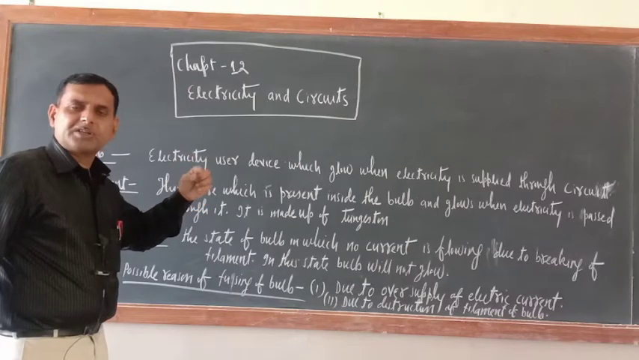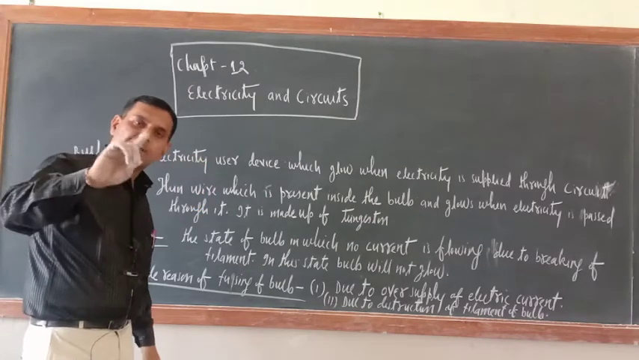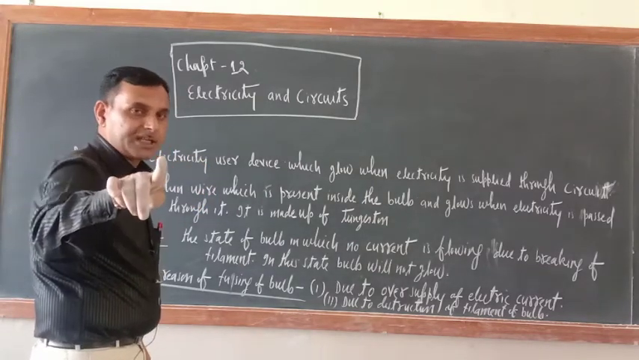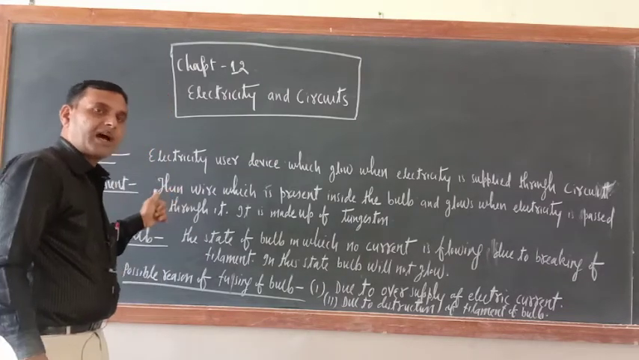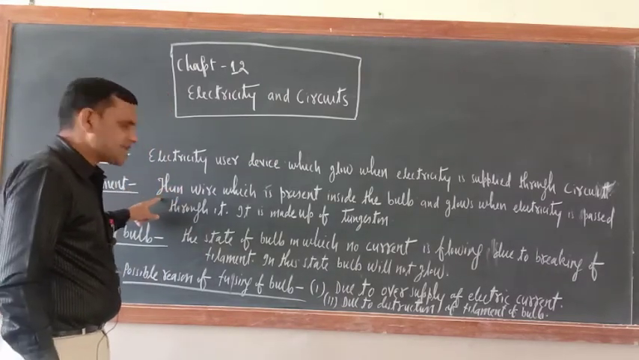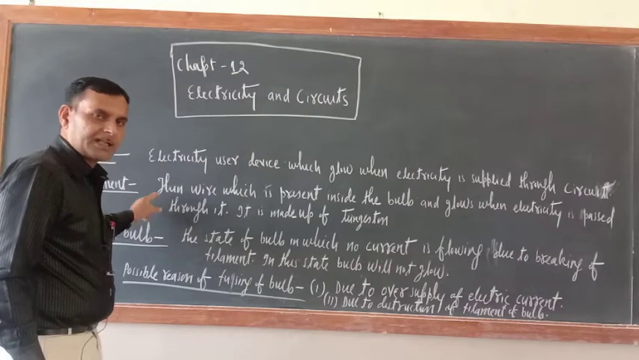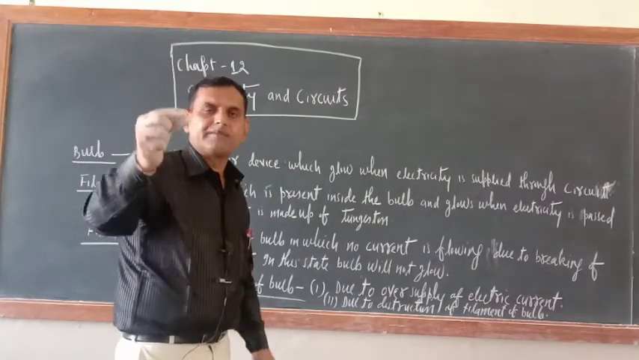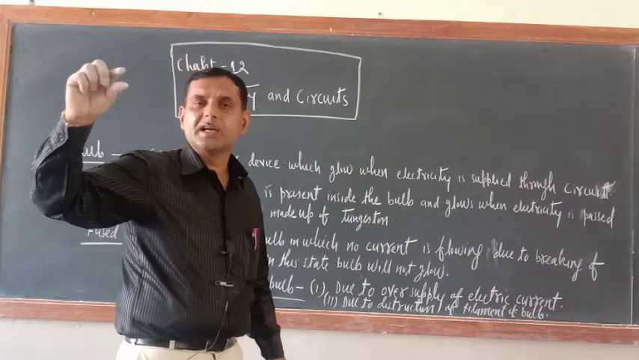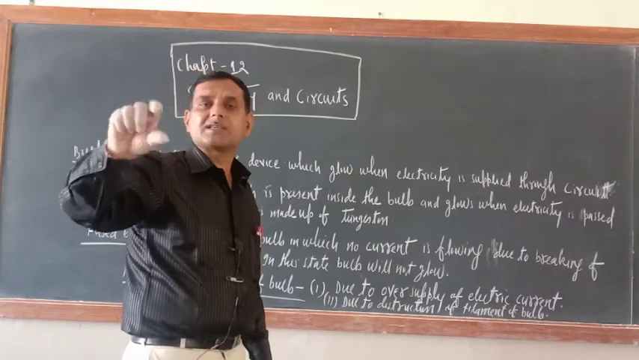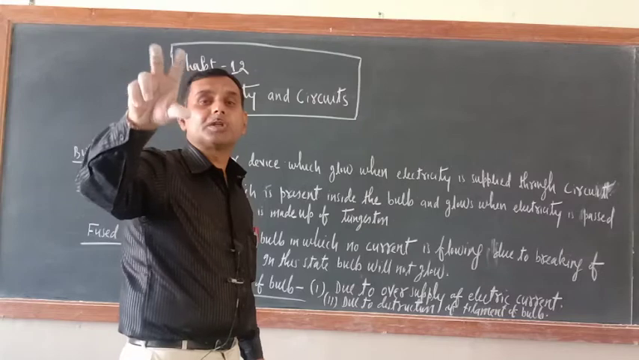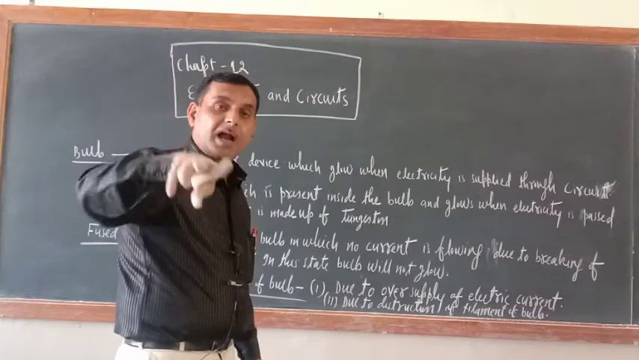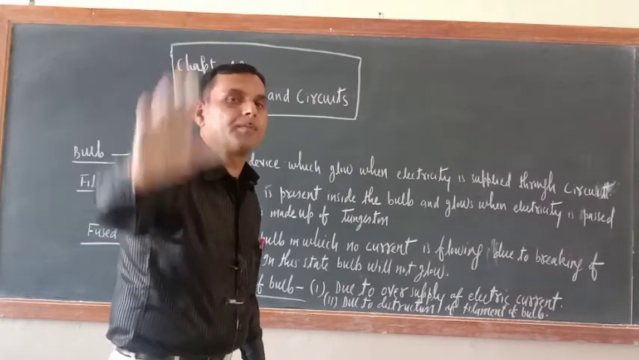Now if you see carefully inside the bulb, then what is there? One very thin wire is there, and that only glows when electricity is supplied. That thin wire is known as the filament, and that is supported by thick wires. If you see the bulb clearly, the thin wire is supported with two thick wires, and that thin wire is the only important thing.